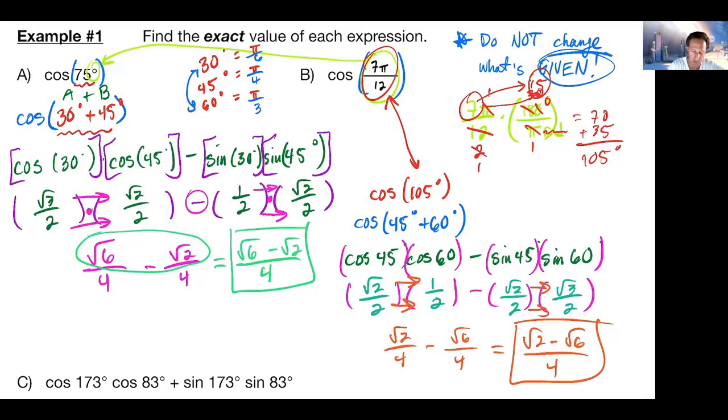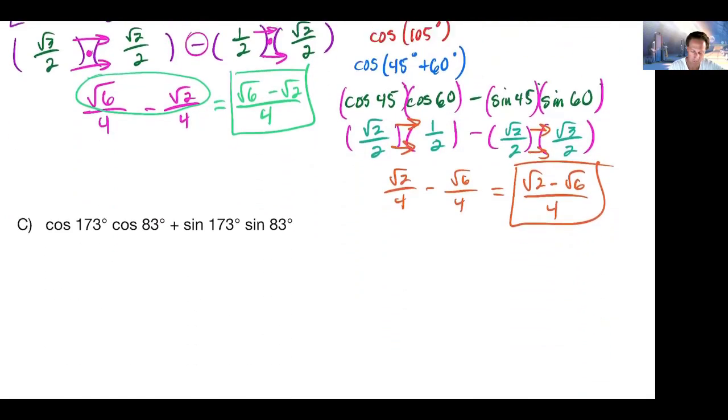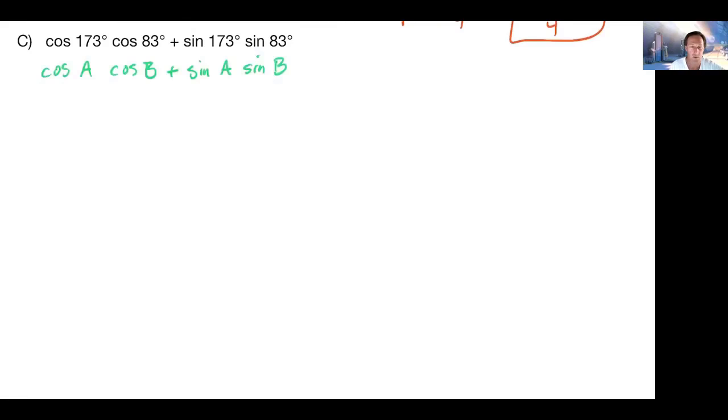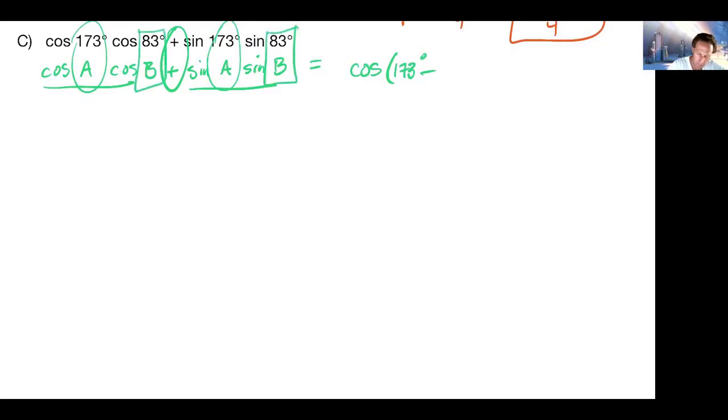Example 3 is just working backwards. They still want the exact answer to this one, but what would it look like? Well, hopefully you can see that it's already written as, so we're just working backwards to be able to now write that as, hopefully you notice it's cosine of, since it's cosine, the angle should be different. So it's going to be the A, which is 173 degrees, minus the B, which was the 83 degrees.